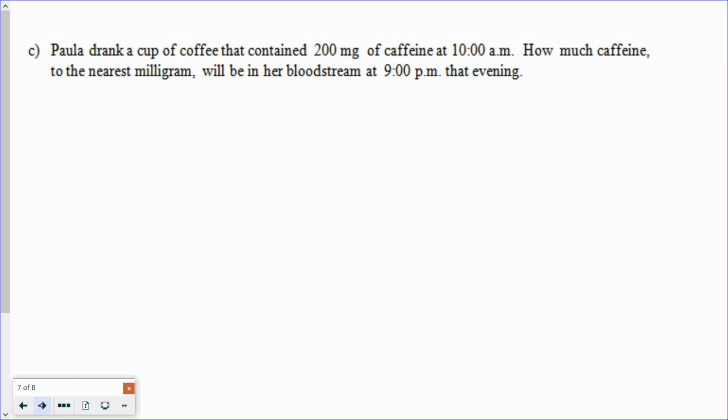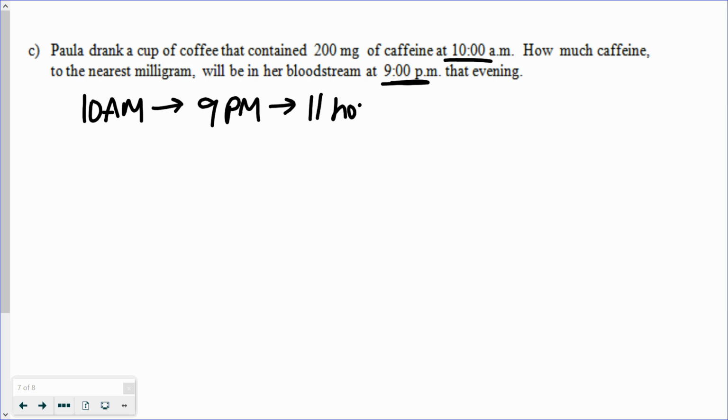So Paula drank a cup of coffee that contained 200 milligrams of caffeine at 10 a.m. How much caffeine, to the nearest milligram, will be in her bloodstream at 9 p.m. that evening? So the first thing that we need to figure out is how much time is passing between these. From 10 a.m. to 9 p.m., that's 11 hours. Right? 10 till 10 would be 12 hours, so 10 till 9 is 11 hours.